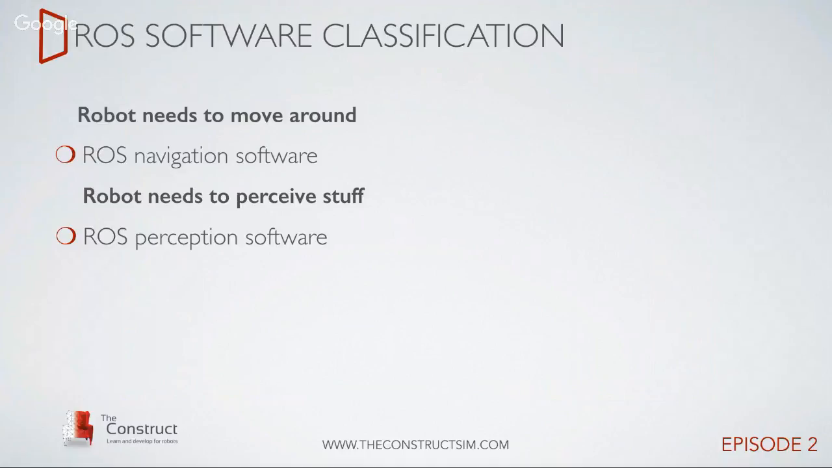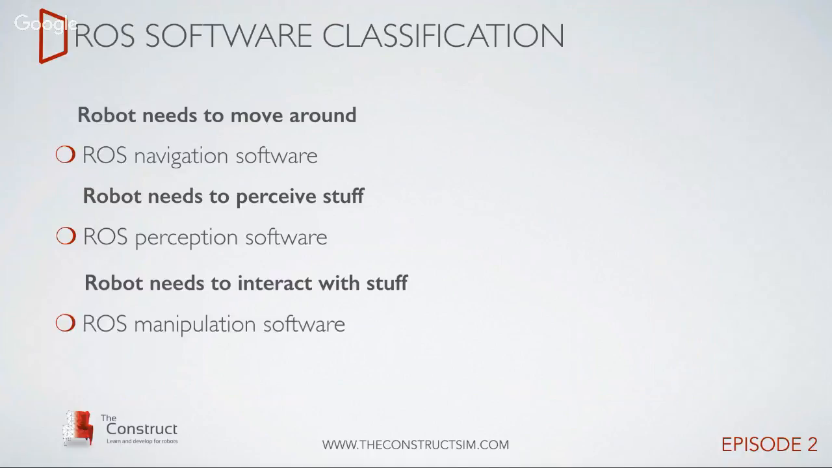In other cases, you will need your robot to perceive stuff. Maybe the robot needs to perceive the tables, the people, the faces, the objects, recognize them, etc. All that goes inside the ROS perception software category. So you will have to look for this kind of packages inside ROS.